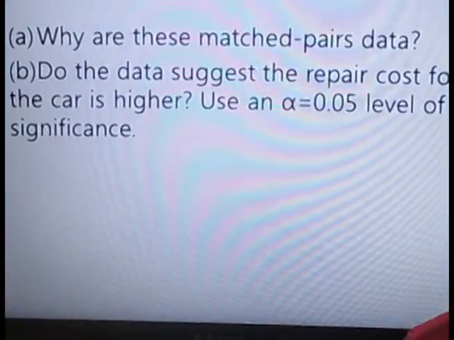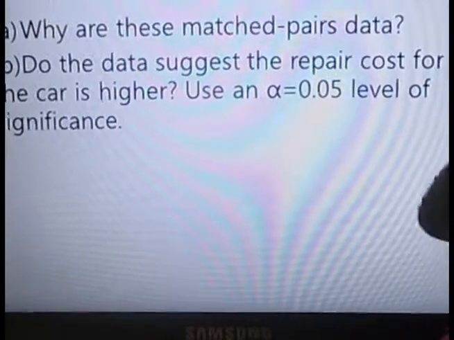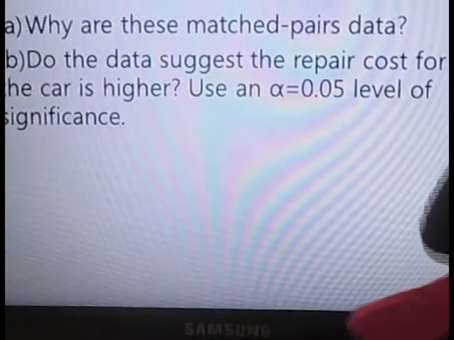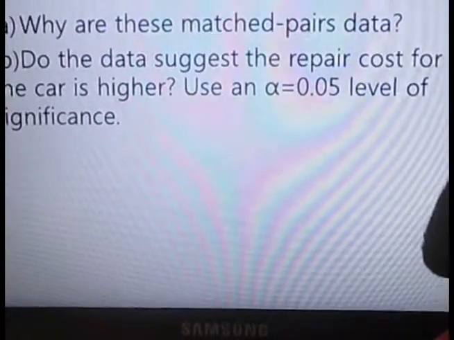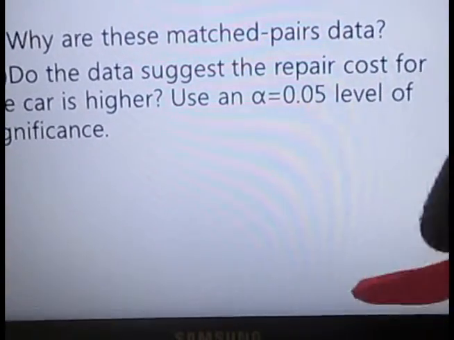And these are matched pairs data because the SUV and car were involved in the same collision. And they provided us alpha equals 0.05 level of significance.